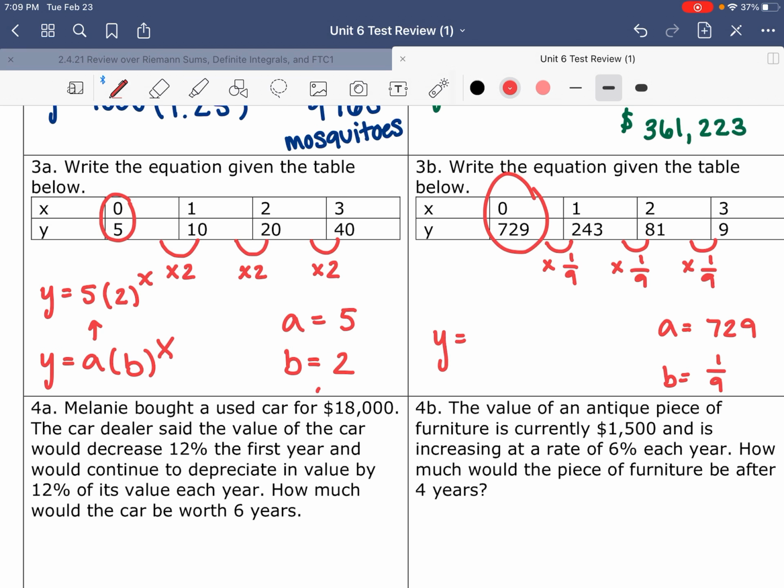And that means our equation is y equals 729 times 1/9 to the power of x. And that one would be decay instead of growth.